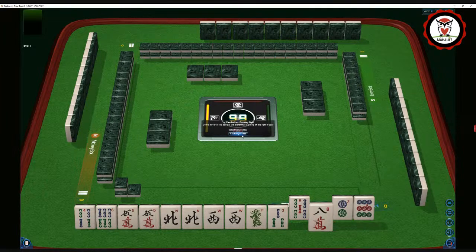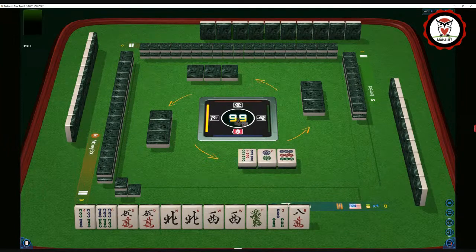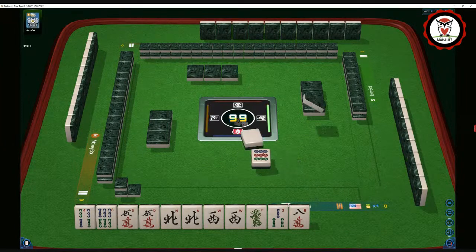And we're going to look and see if we can maybe work on a wind hand. Let's see what we get. We're playing against robots, so we can take all the time we need.